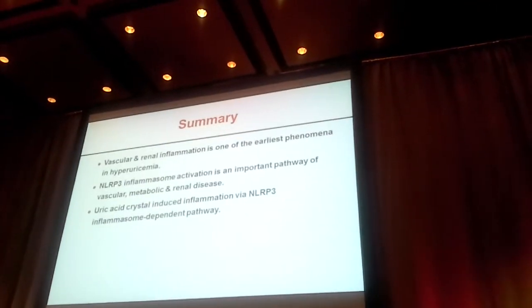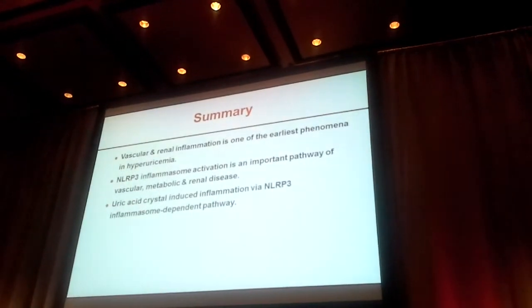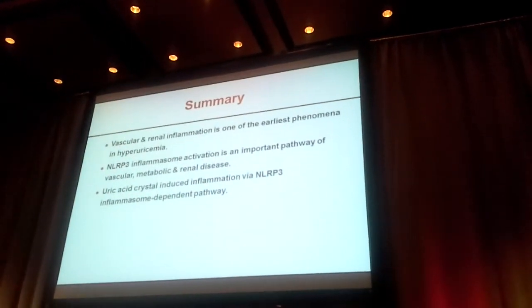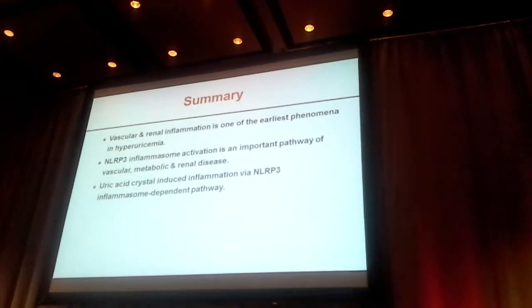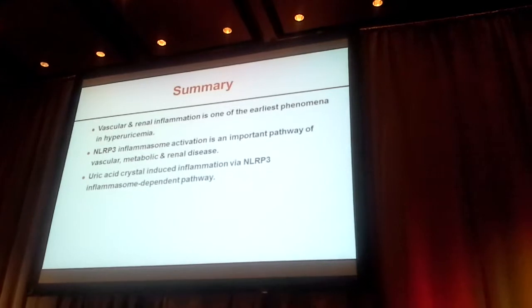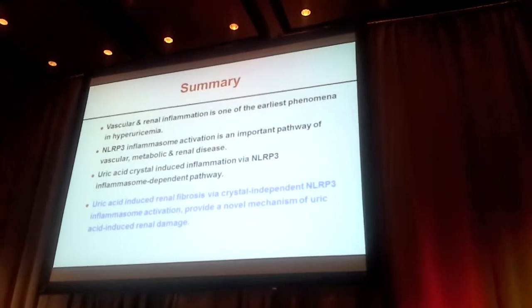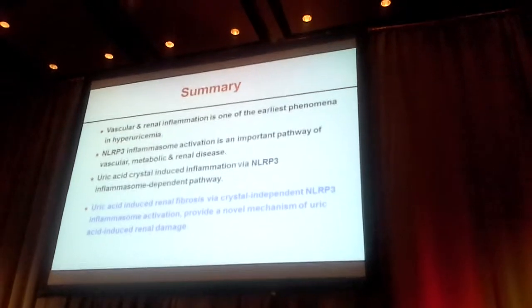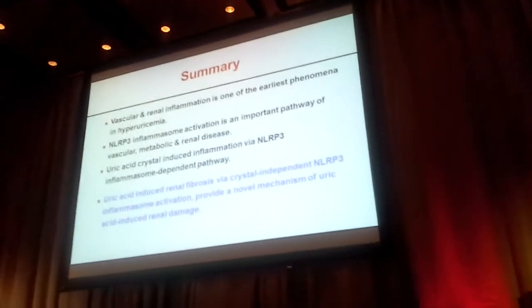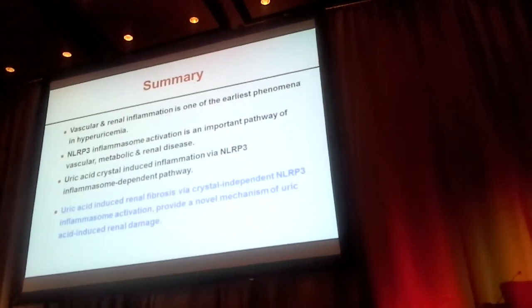To summarize my talk, vascular and renal inflammation is one of the earliest phenomena in hyperuricemia. NLRP3 inflammasome activation is an important pathway of vascular, metabolic, and renal disease. Uric acid crystals induce inflammation by an NLRP3 inflammasome-dependent pathway. And uric acid also induced renal fibrosis and phenotype cell transition by a crystal-independent NLRP3 inflammasome activation, providing a novel mechanism of uric acid-induced renal damage.